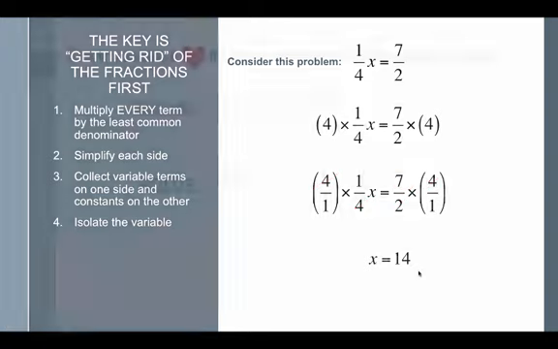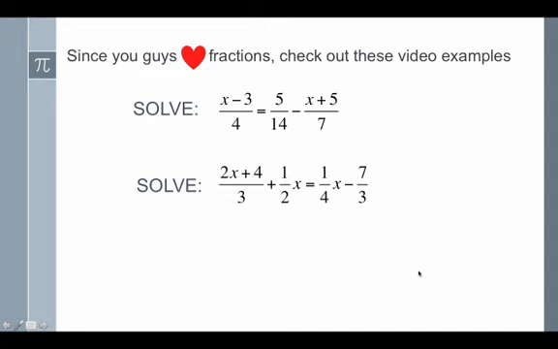I do have a couple more video examples for you guys, so you can see these. If you are someone who falls into that bucket of hating fractions or struggling with fractions, I have two different examples where I've worked out some problems like this.